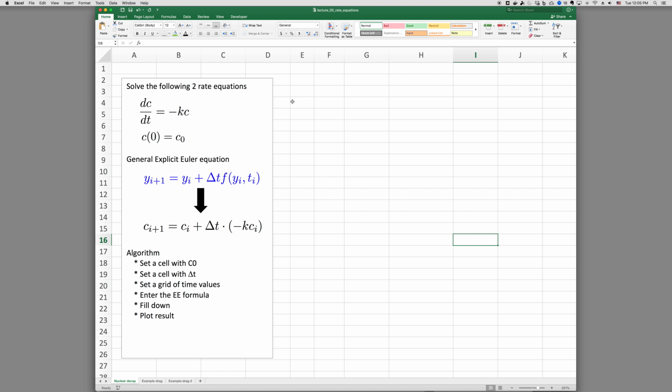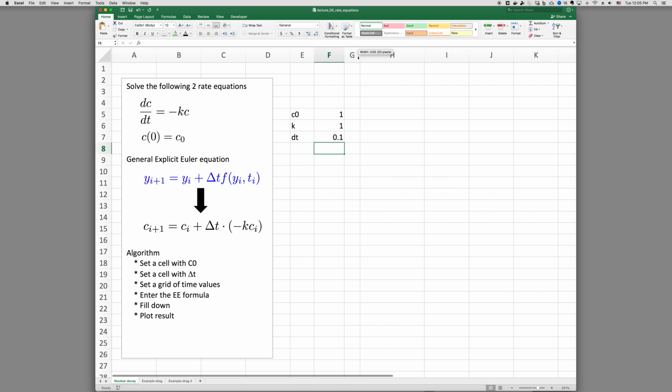So here we have the equation rewritten and also an algorithm with the approach to use. The first thing that we do is we write cells to hold the constants that define parts of the problem: C0, a cell for k, and a cell for dt. And then we can put values in there. So C0, we'll let that be 1, and maybe k is 1, and dt can be 0.1.